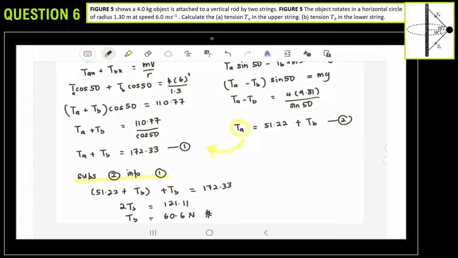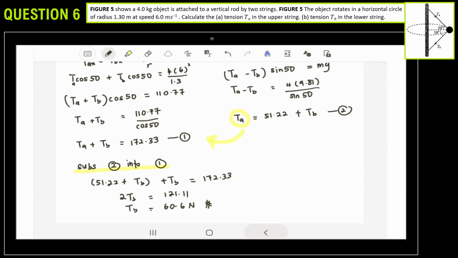So this is the value of tension for the lower string, TB, and in order to find TA, TA is equal to 51.22 plus TB. Therefore, 51.22 plus 60.6 is equal to 111.82 Newton. So this is the tension for the upper string. So we finish answering question number 6. Let's proceed to question number 7.